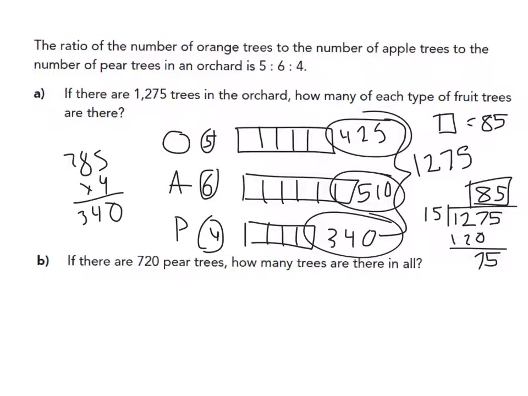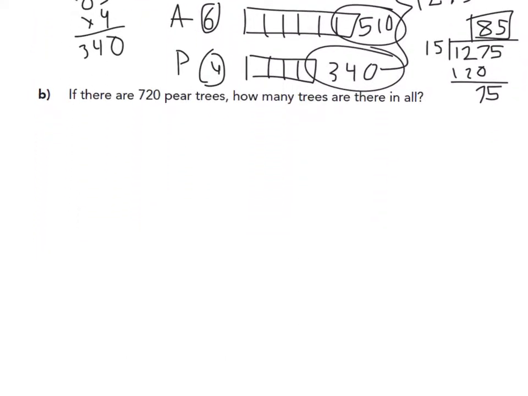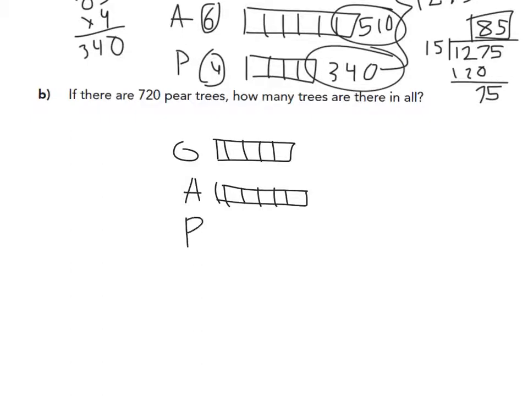Now, as I look here, they want me to use the exact same setup. So I know the oranges are going to be represented by 5. And I know that the apples are going to be represented by 6. And I know that the pears are going to be represented by 4. And they say that there are 720 pear trees. So how many trees in all?